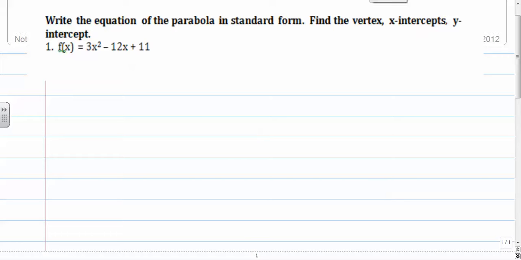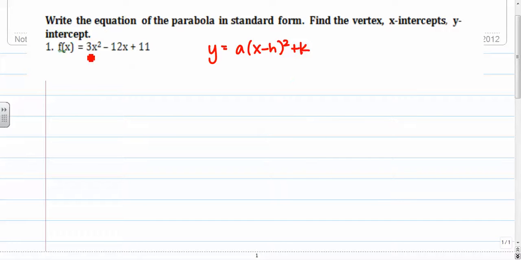Okay guys, so here is the first of the 3 problems I think I'm going to do tonight. It's actually number 1 on your Chapter 2 review, where we're taking an equation in general form and then going to write it in standard form. Now remember, standard form is y equals a times the quantity x minus h squared plus k. So I want to transform this guy into something that looks like that.